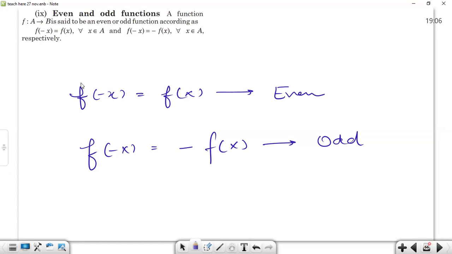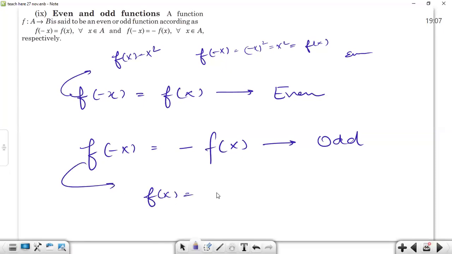Okay, so let me give you an example. For f of x equals x square, if we take minus x here, minus x whole square is x square itself. So f of minus x is equal to f of x. That's why the given function is even. Now f of x equals x cube. Then f of minus x is minus x cube, which is minus of f of x. So this is an odd function, and the earlier one is an even function. Okay.